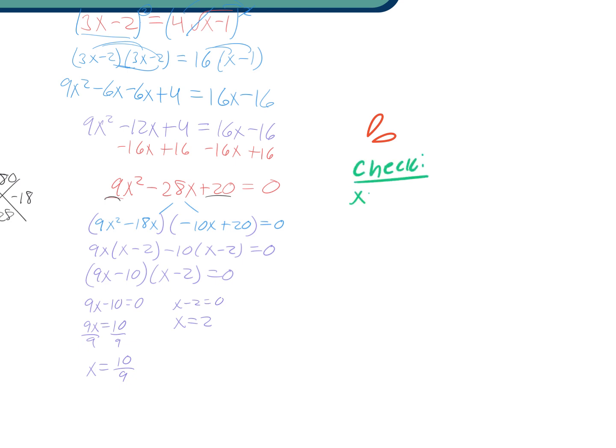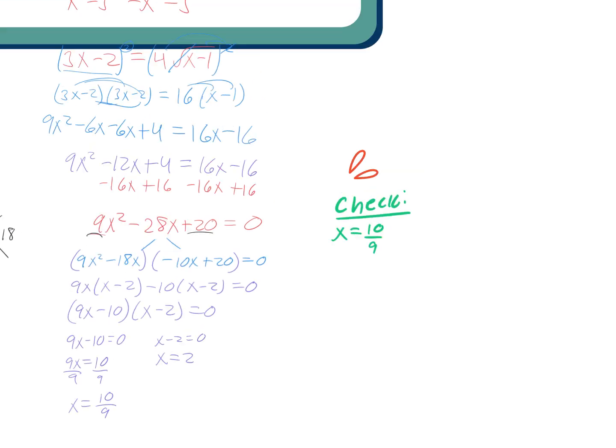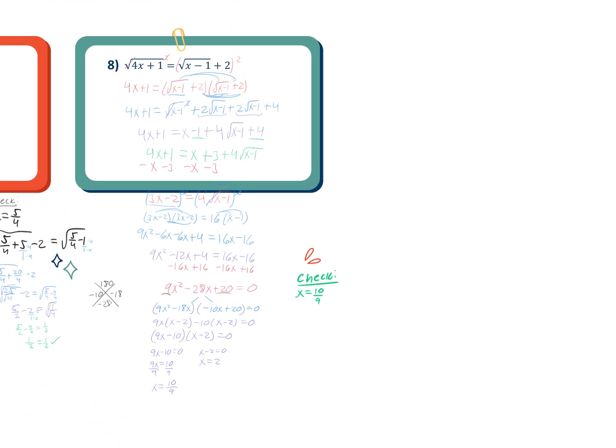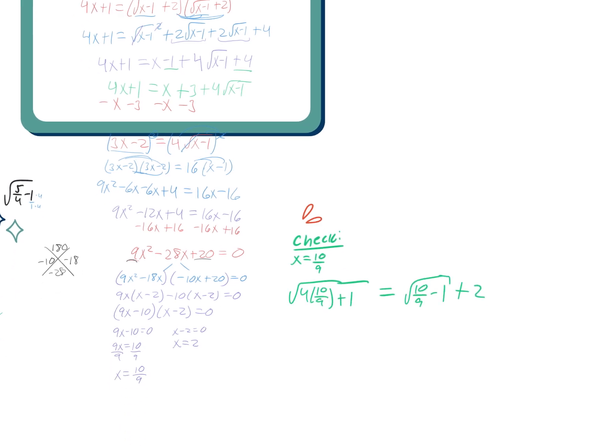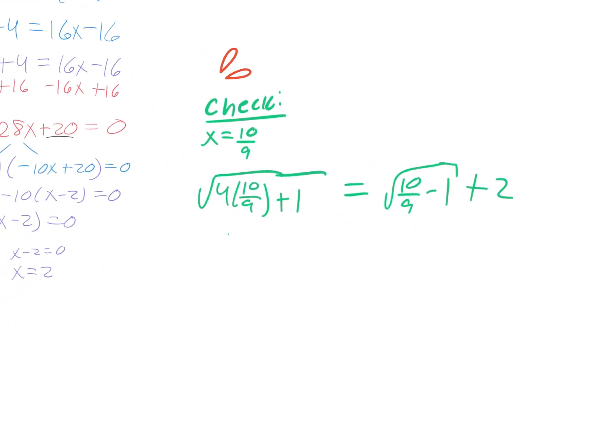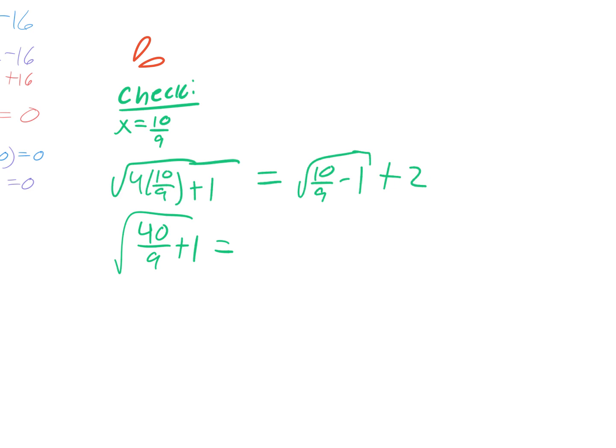All right, so let's check 10 over 9. Let's get that one out the way. Checking 10 over 9 should get you the square root of 4 times 10 over 9 plus 1 equals the square root of 10 over 9 minus 1 plus 2. All right, and so we should get 40 over 9 plus 1 equals the square root of 10 over 9 minus 1.